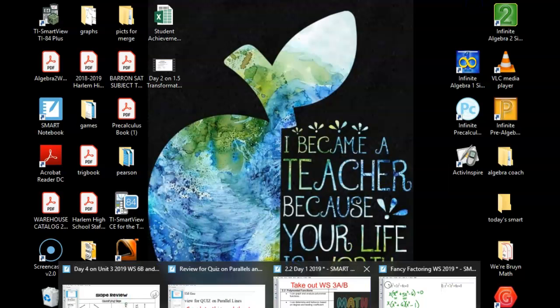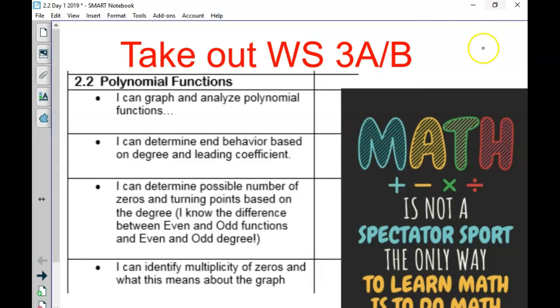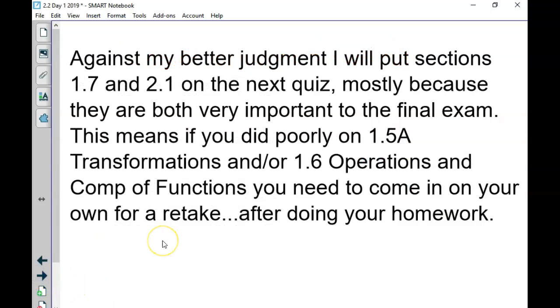All right. The other thing we're doing today is starting lesson 2.2. We're going to spend about 2.5 days on this lesson, but today we're going to get through most of these concepts. Okay, I can determine the end behavior based on the degree and leading coefficient, determine the possible number of zeros and turning points, and I know the difference between even and odd functions and even and odd degree. And I can identify the multiplicity of zeros. These are all pretty basic concepts.